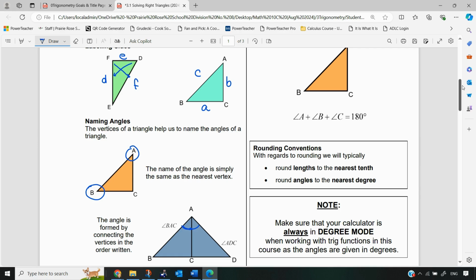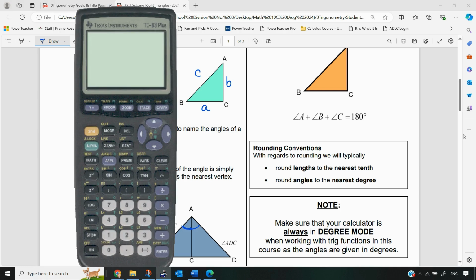As we get further into this unit, you're going to start working with triangle problems that involve more than one triangle, so you're going to have multiple calculations. It's important that you keep those numbers exact on your calculator until the very last step, so we only round our answer at the very end.